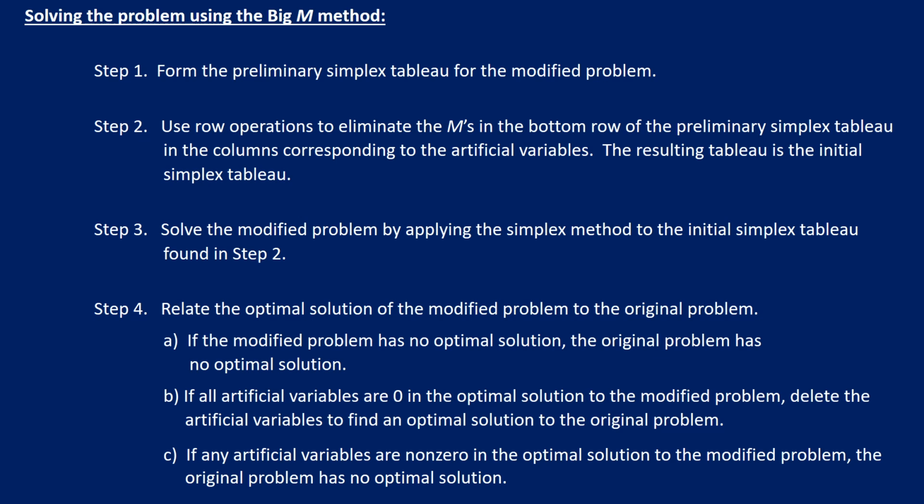If the modified problem has no optimal solution, neither does the original problem. If all artificial variables are 0 in the optimal solution to the modified problem, then we can delete those variables to find an optimal solution to the original problem. However, if any artificial variables are non-zero in the optimal solution to the modified problem, that means the original problem has no optimal solution.